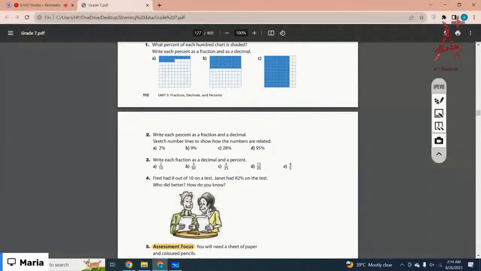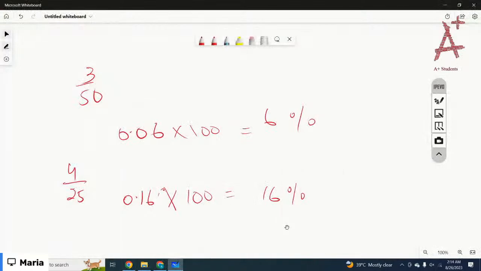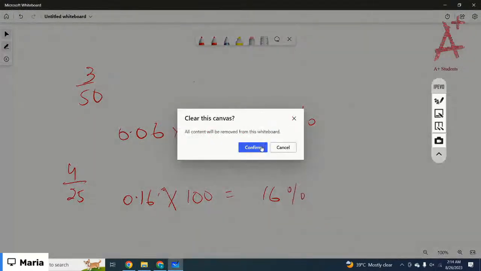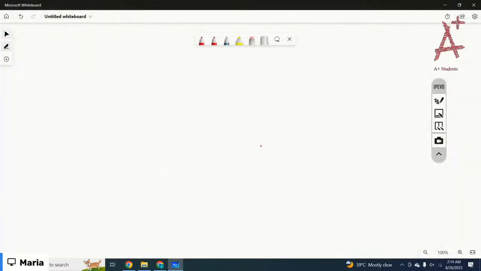The next one is 4 over 5. That is 0.8, and when you multiply it by 100, it would be 80%. The correct option is 80%, right?